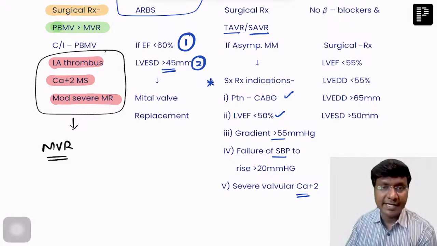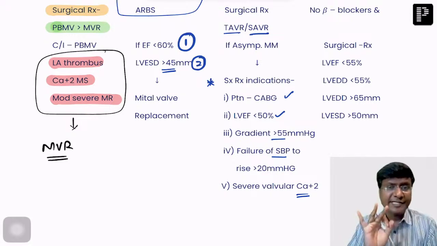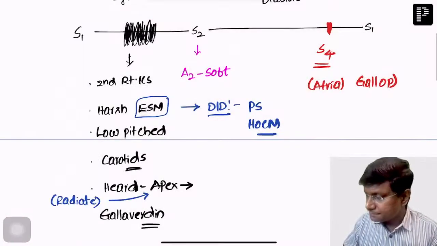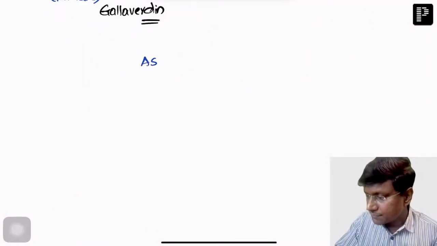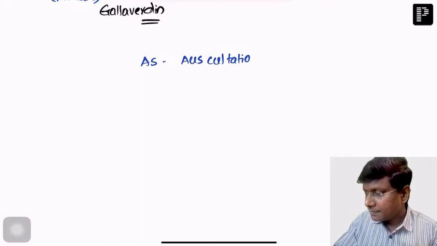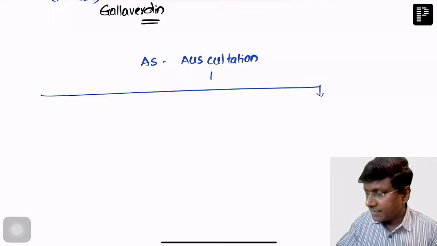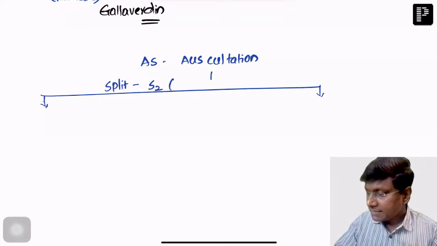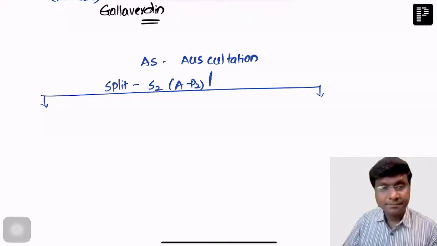So this is about the AS. Please remember 3 important symptomatologies: angina, syncopal attack, and then dyspnea, right? And auscultation is very important, where your A2 will be soft, and the next important finding is the ejection systolic murmur. And in case of AS, if you take the auscultation, you need to make out the split in the second heart sound as well, that is the A2, P2 split, right?